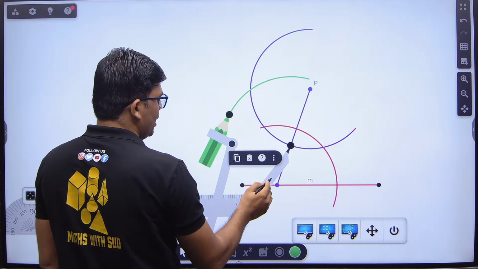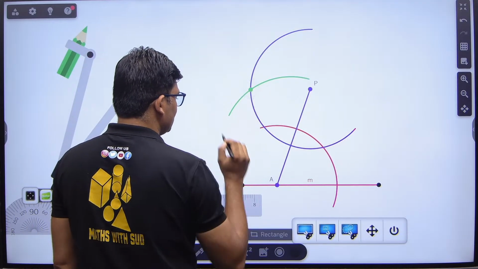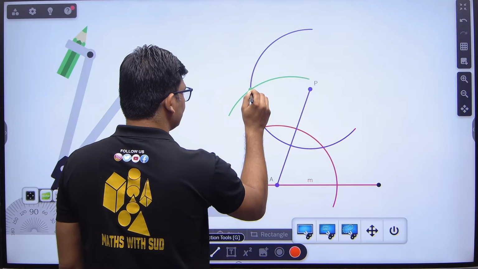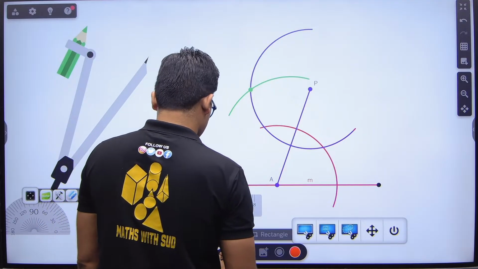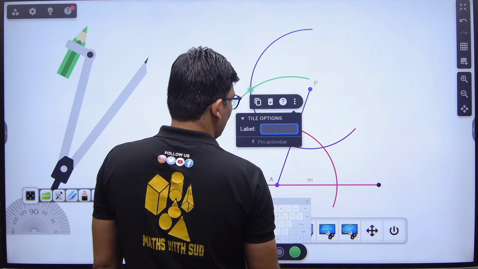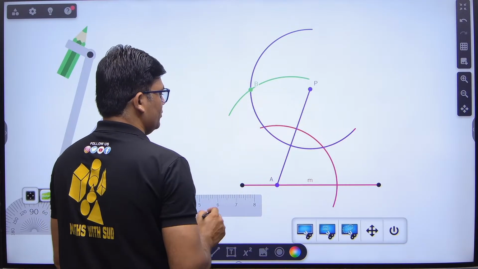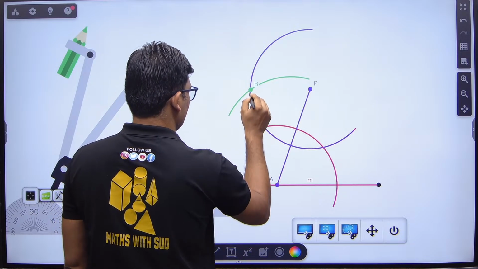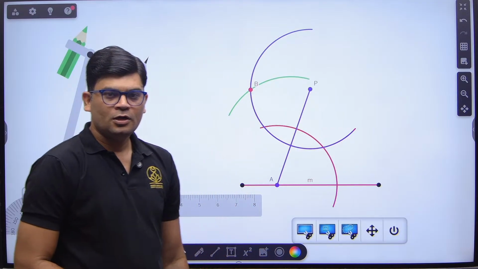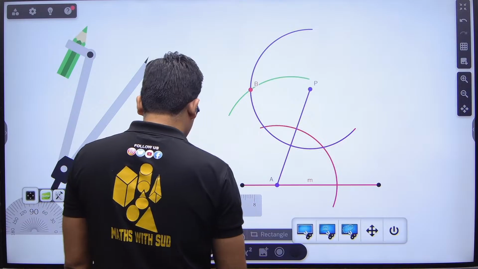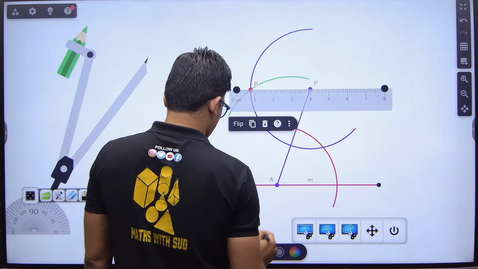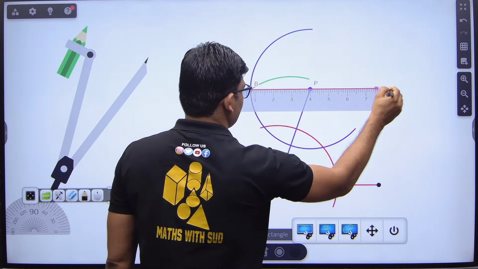You can see, and let us name this point as, let me use some darker color, I think this might be fine. Okay. So we will name this point as, let us say, B. So this is point B. Now I am going to join this P and B. I can put it here, and then I will join these 2 points.